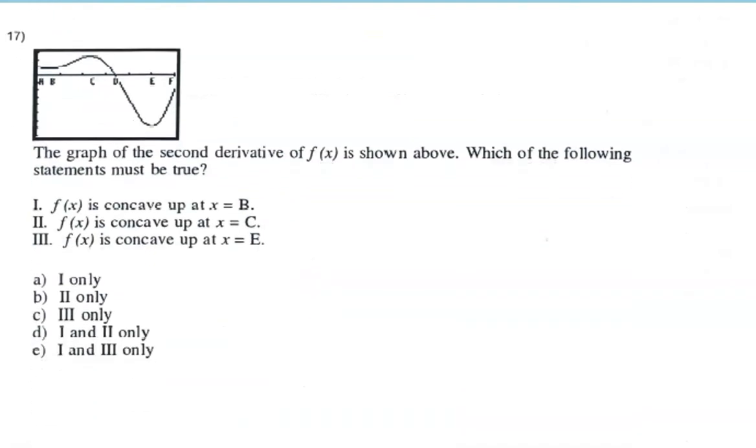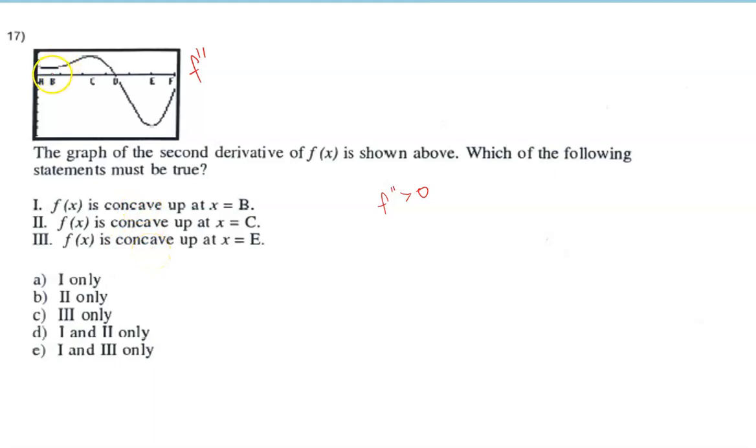Okay, 17. The graph of the second derivative of f is shown. So this is now f double prime. Which of the following statements must be true? So we're looking at the concavity of f based on the graph of f double prime. In order for f to be concave up, f double prime needs to be positive. So we want to know where this graph is positive, since all of these are about concave up.